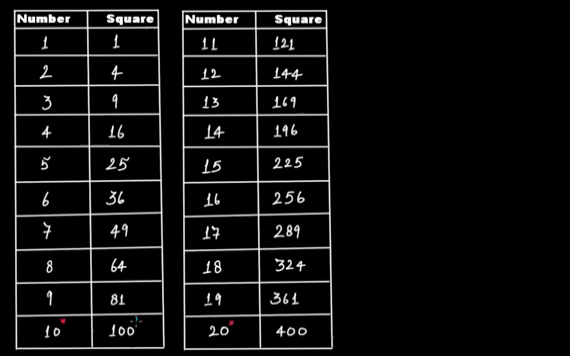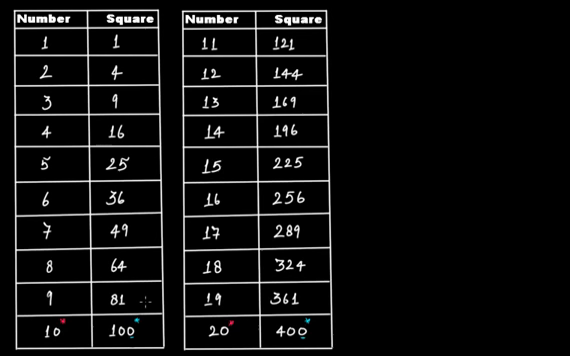Now if you look at their perfect squares or square numbers, the perfect square 100 and the perfect square 400, both these two numbers end in 0, that is they have 0 at their units places. Now no other perfect square in this column and in this column, no other perfect square ends in 0 or has 0 at their units places.